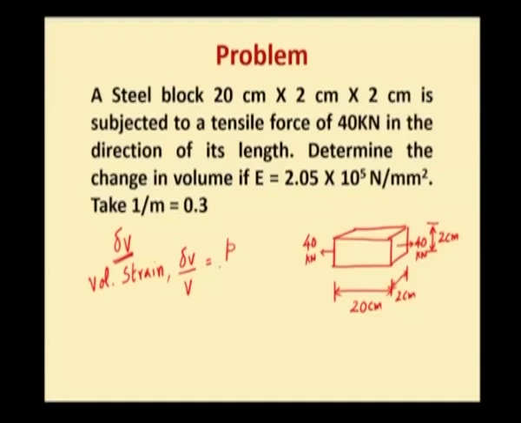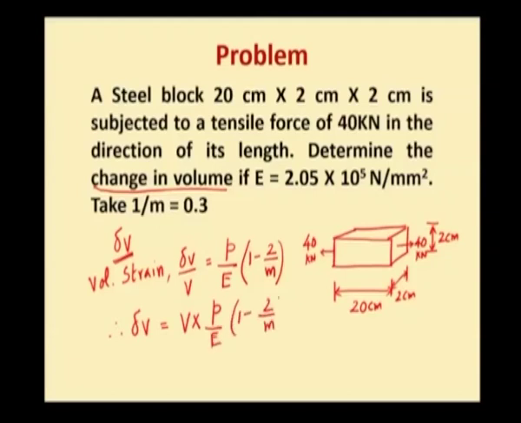stress small p divided by E, Young's modulus, into 1 minus 2 by m. Therefore, delta V, the change in volume, will be original volume into stress divided by E into 1 minus 2 by m. In this equation, we shall substitute the values. Now, the unit for Young's modulus of elasticity is Newton per millimeter square.